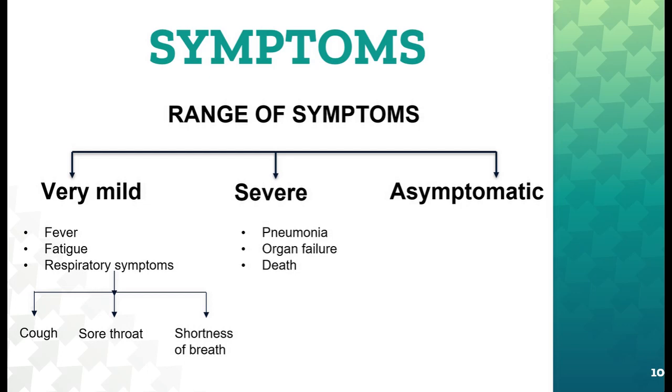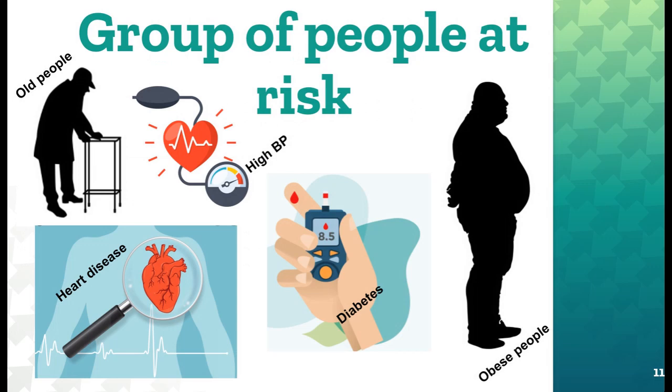Mild symptoms can be fever, fatigue, and respiratory symptoms like cough, sore throat, and shortness of breath. In severe cases, it can progress into pneumonia, organ failure, or even death. In an asymptomatic situation, the infected person does not show any symptoms but is a carrier of the COVID-19 virus. Some of the groups of people who are at risk can be old people, people with high blood pressure, obese people, people with heart disease, and diabetic conditions.